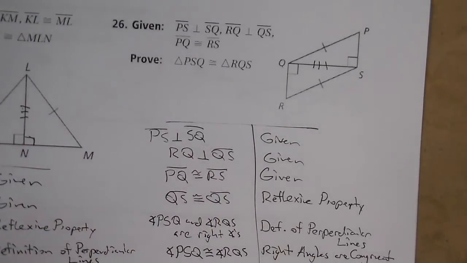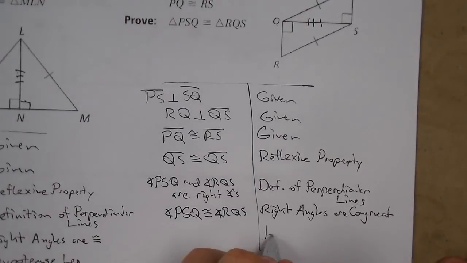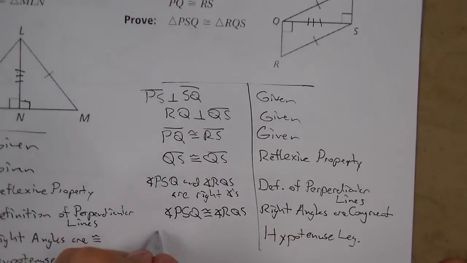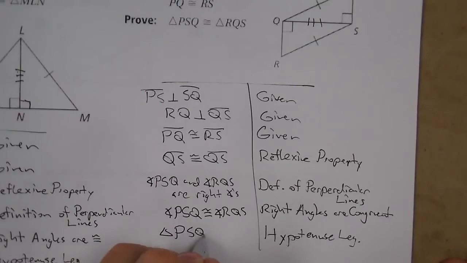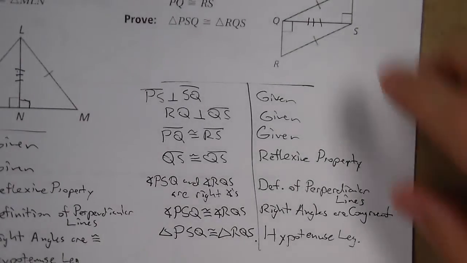And now I have the special case of any right triangle. When I have right angles, the hypotenuses are congruent. There's a set of legs congruent, so I can use hypotenuse leg. And I would name the two triangles PSQ and RQS, as given above for what we want to prove.